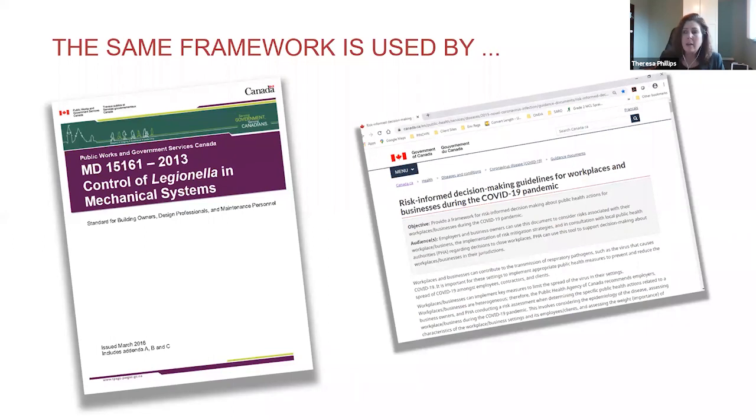At Pinchin, we have experience doing risk assessments for Legionella and mechanical systems under the Public Works and Government Services Canada guidance. And I myself do risk assessments every day under Ontario Regulation 153/04, which is the Ontario guidance for development of brownfields, so properties contaminated with soil and groundwater contaminants. It doesn't matter what you're evaluating, the process or framework is the same. Next slide.